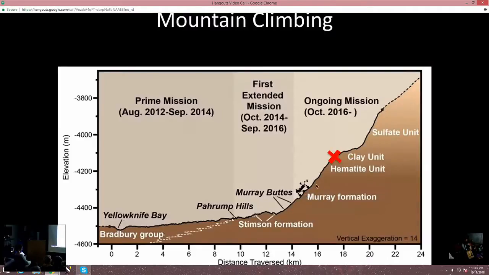So here we are, again with the red X here, and we're really getting close to some of the most exciting parts. This hematite unit is this really hard ridge that's formed on the mountain, and then beyond that is this clay unit, which we know on Earth clay is formed at the bottom of lakes often, and so that's going to be particularly interesting for us.